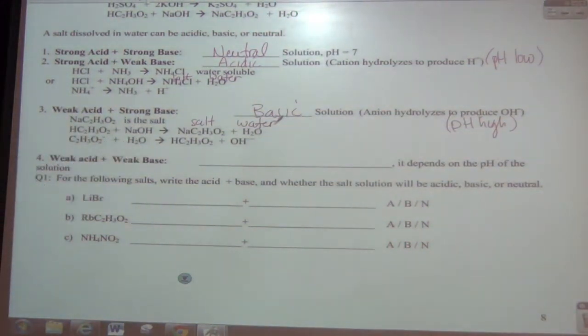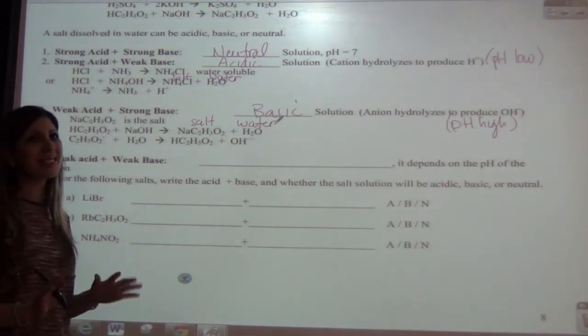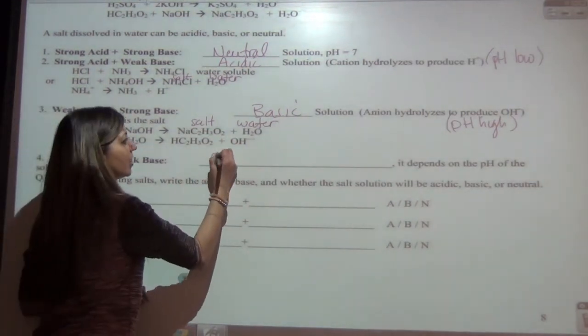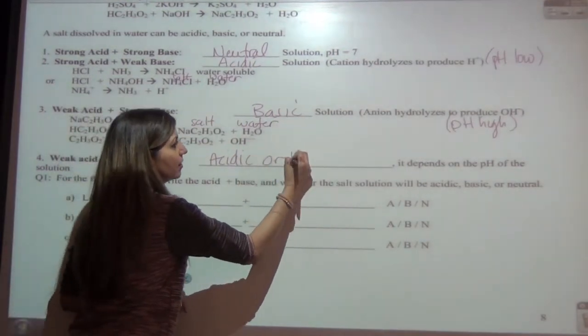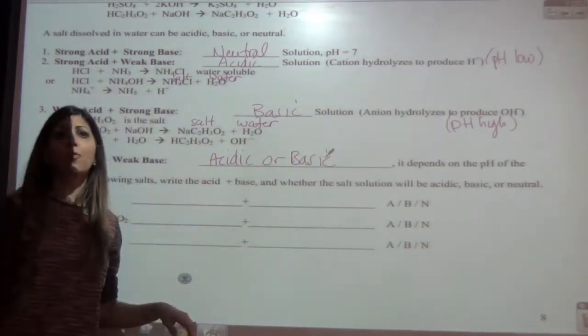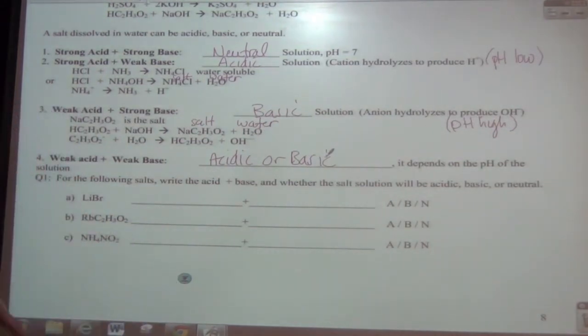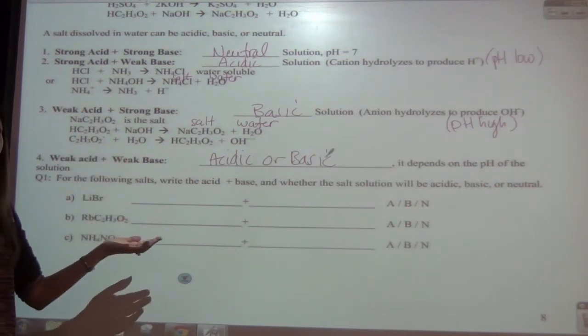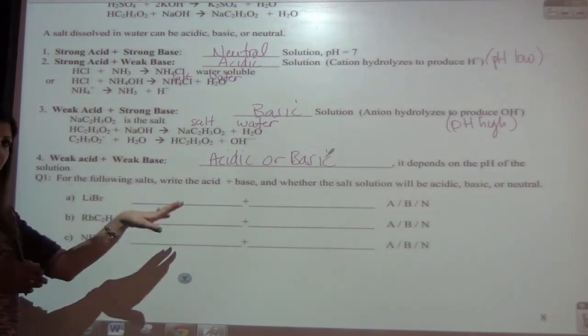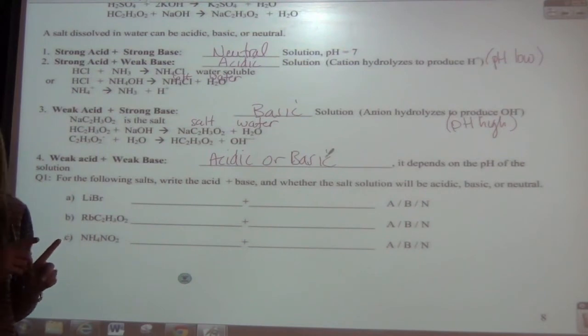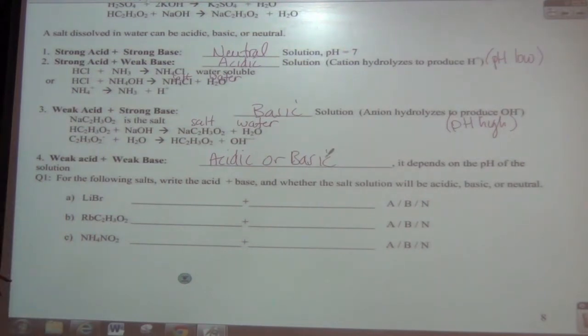So it says the weak acid plus the weak base. If you have a weak acid and a weak base, you actually cannot tell. It may be acidic or basic. It depends. You're more likely doing a calculation to try to figure it out. It depends on what your final pH is of your solution if they're both weak. Okay? So if one of them is strong, you can tell. If they're both strong, you can tell. If they're both weak, you cannot tell. Okay? You actually have to do the calculations to figure it out.